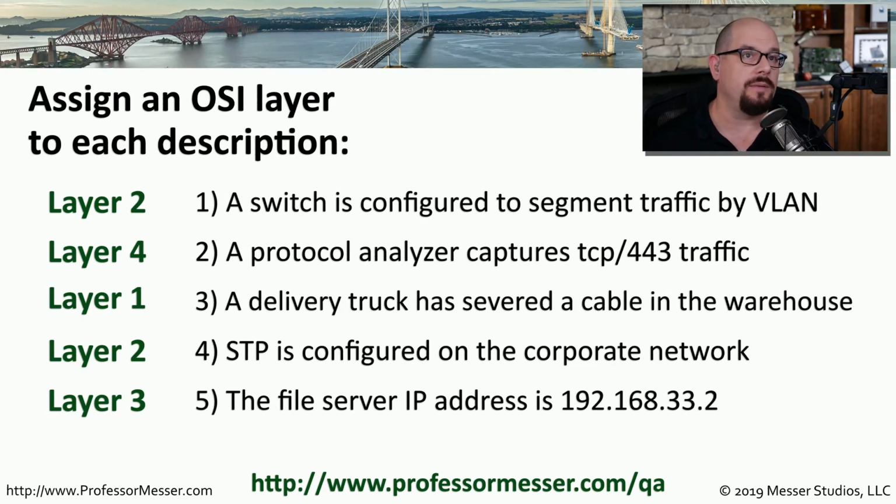A switch configured to segment traffic by VLAN is operating at layer 2. A protocol analyzer capturing TCP 443 is capturing information at OSI layer 4. A delivery truck that severed a cable in the warehouse has broken OSI layer 1. STP is configured on the corporate network. Spanning tree protocol operates at layer 2. And the file server IP address, anytime you see IP addresses and routers, they all operate at layer 3.